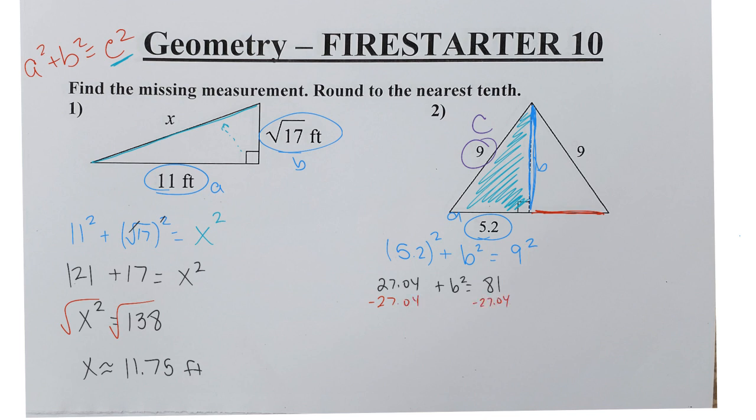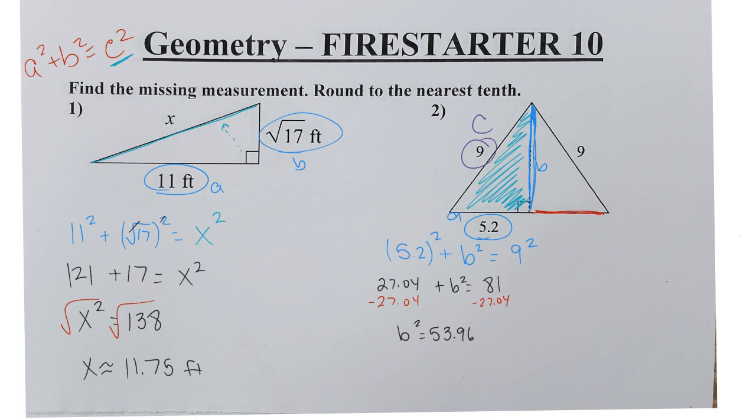So minus 27.04. So I do 81 minus 27.04. So I end up with b squared equals 53.96. Now I'm going to square root both sides. So I square root 53.96.